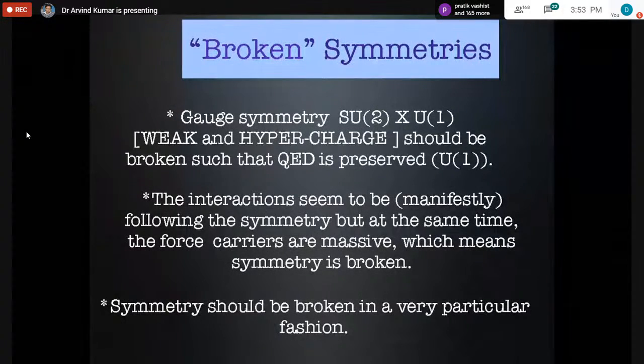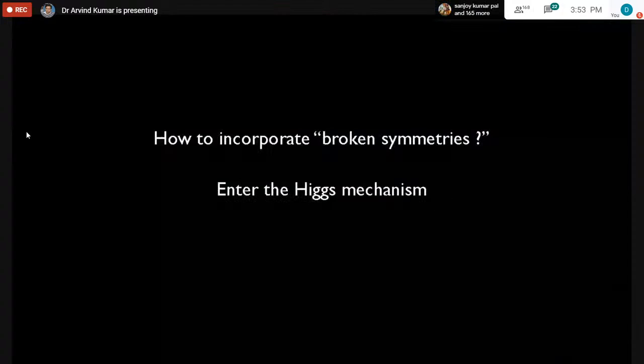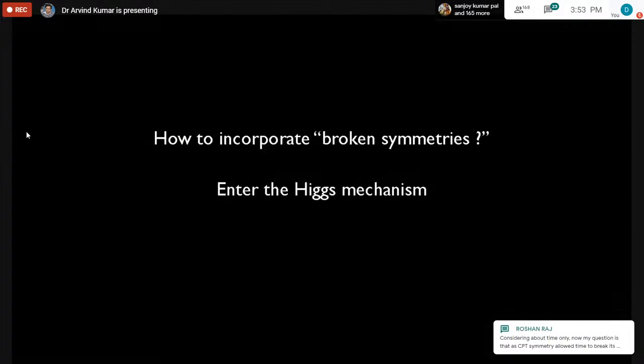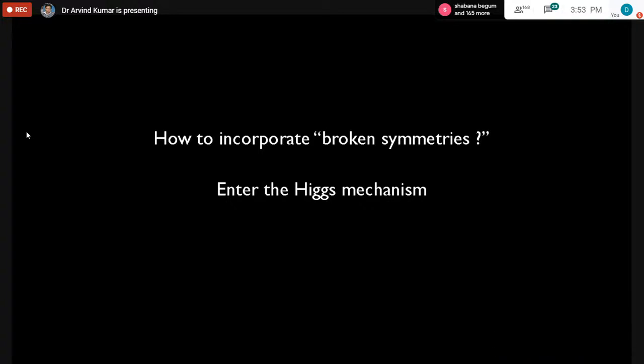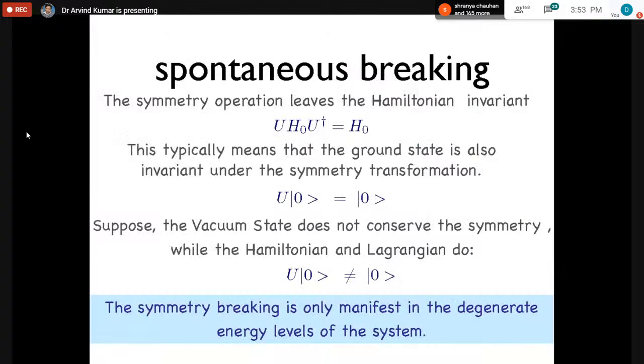Spontaneous symmetry. Next slide. Let's go to the next slide, please. So how do you incorporate mass? This is essentially the Higgs mechanism. Next slide.